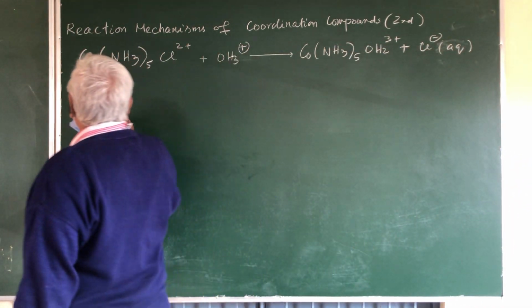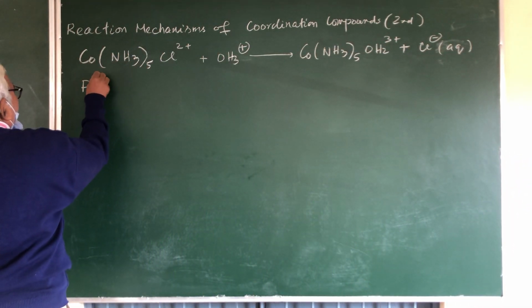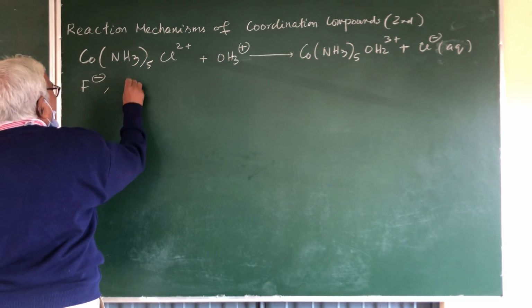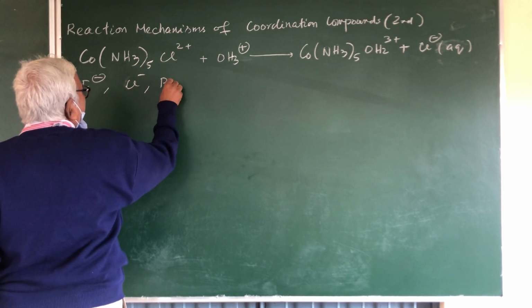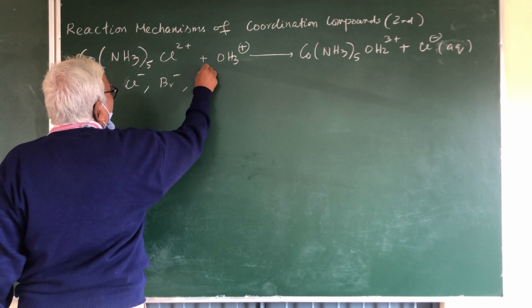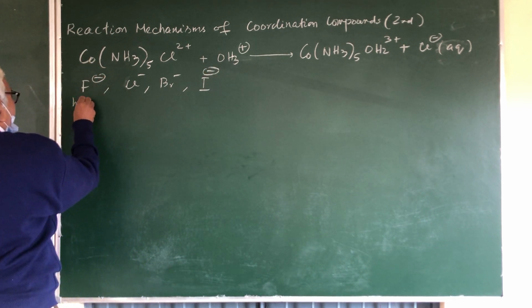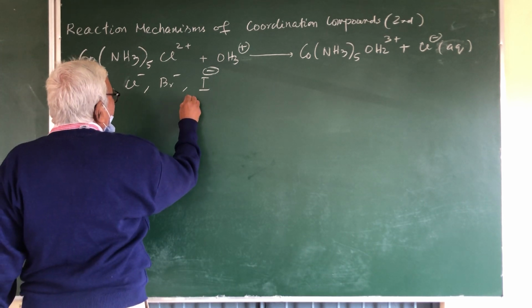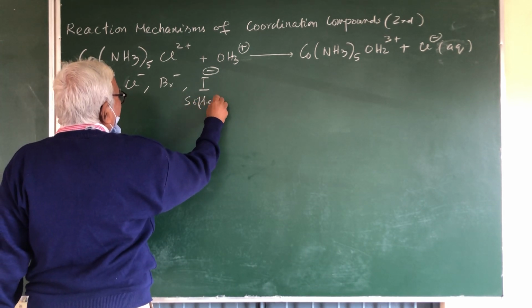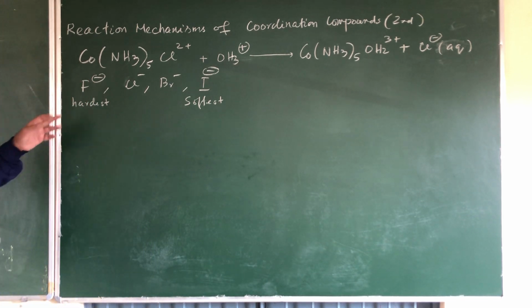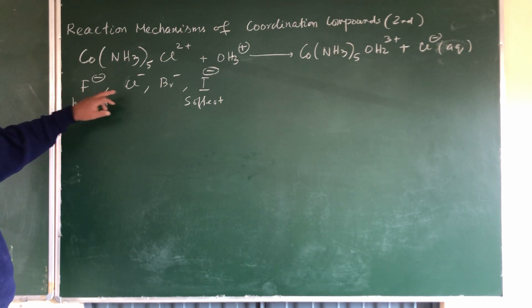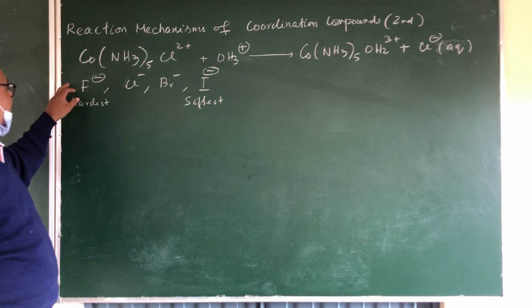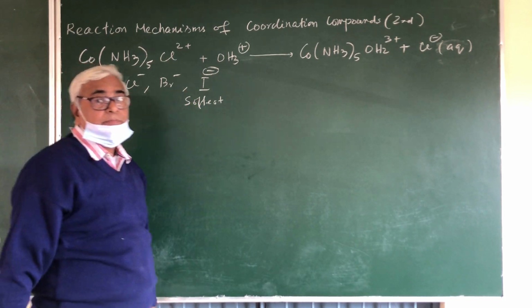If we compare the halides, chloride, bromide and iodide, this is the hardest and this is the softest. This is the most hard, this will be least hard, or this will be least soft, and this will be most soft.